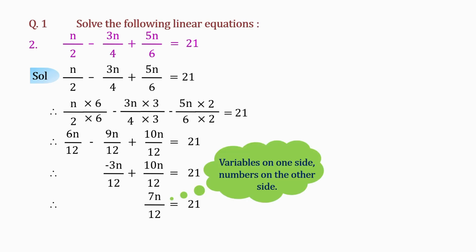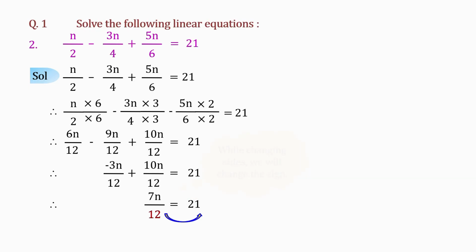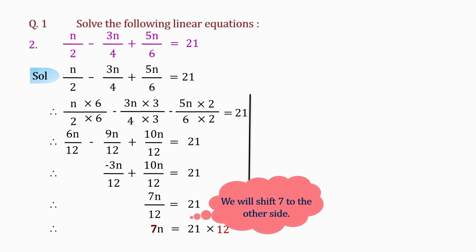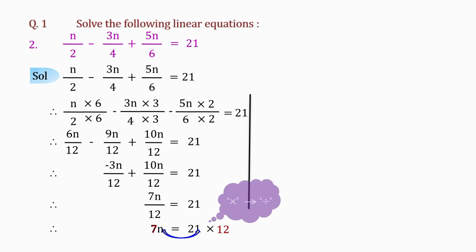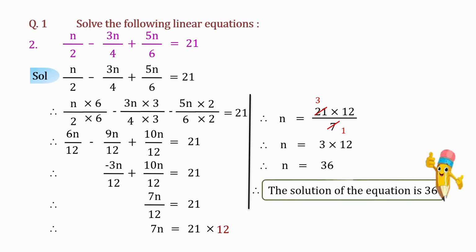So now we are going to shift 7 by 12. First we are going to shift 12 on the other side, and we'll change the sign, and then 7 will be shifted. So now cut this 7 with 21. So which comes n equal to 36. So the solution of the equation is 36.